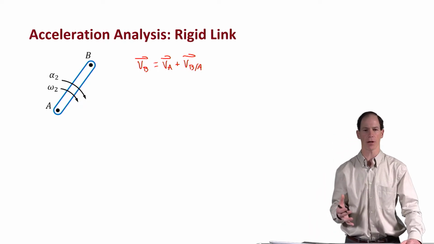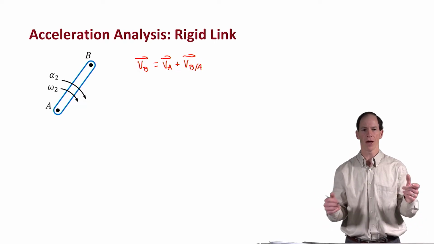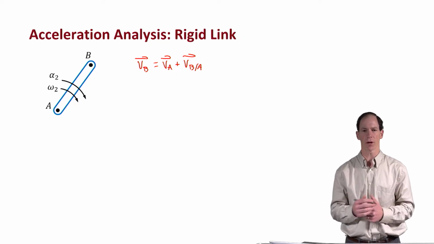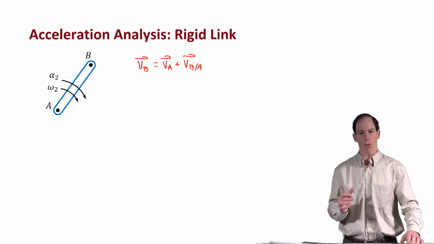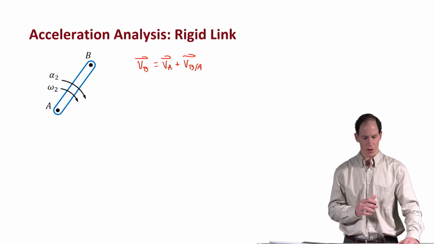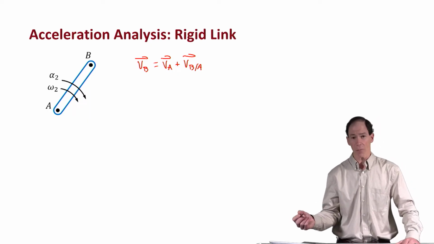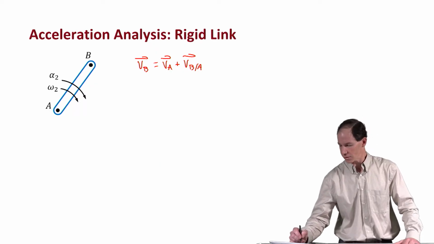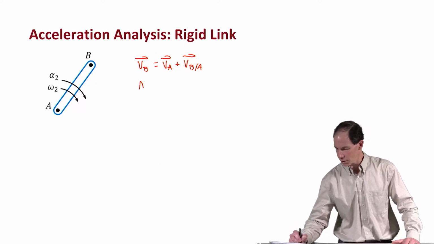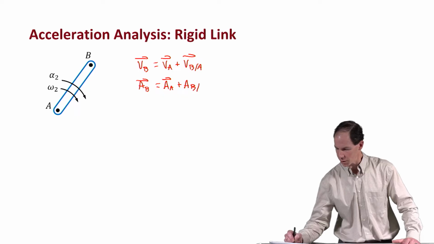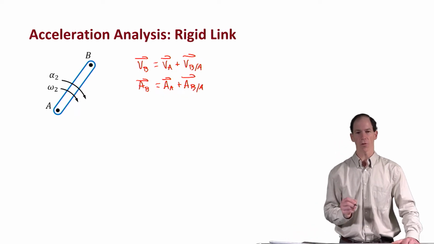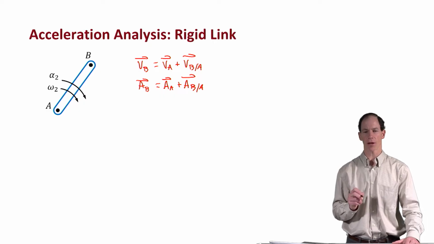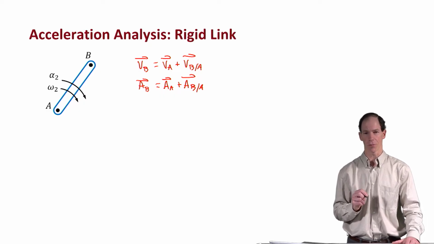And again, if this was a pinned mechanism, where A and B are connected off as input and output links, I could then draw all that and solve for them, and we've done that in a couple of different ways. Now, when I go to acceleration analysis, I have the same idea of a vector equation: the acceleration of B is equal to the acceleration of point A plus the acceleration of B with respect to A. But one difference now is that the acceleration of B with respect to A has at least two components, and up to four.